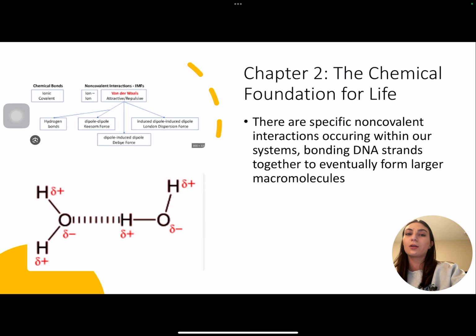There are specific non-covalent interactions occurring within our systems, bonding DNA strands together to eventually form larger macromolecules. Non-covalent bonding does not involve the sharing of electrons. Instead, the two strands of DNA, for example, are held together by hydrogen bonding and form the double helix, and thus formations occur in the primary, secondary, tertiary, and quaternary structures.